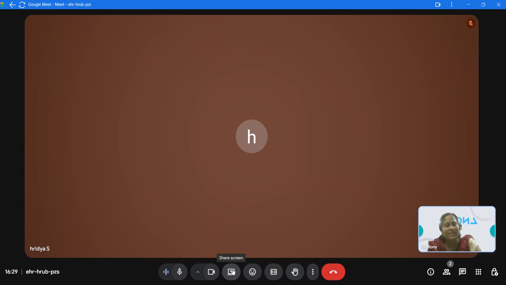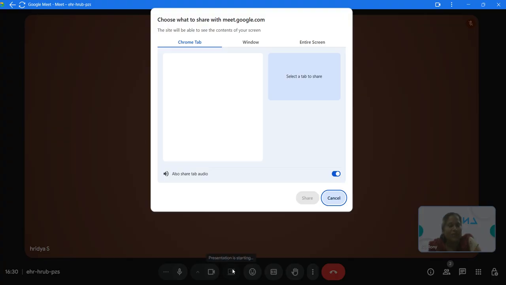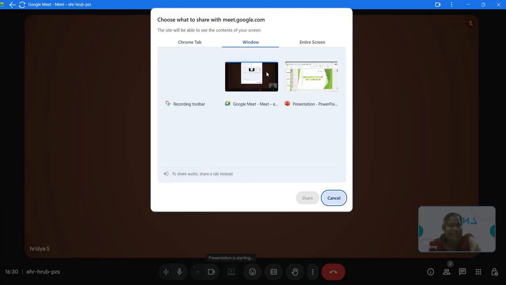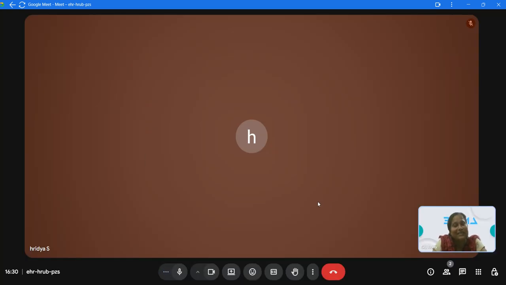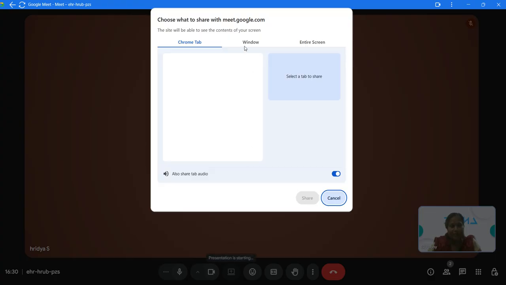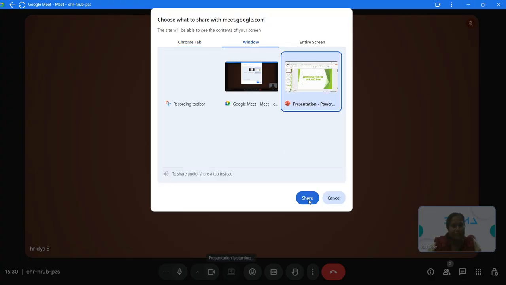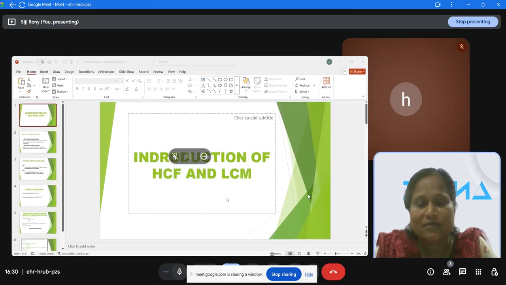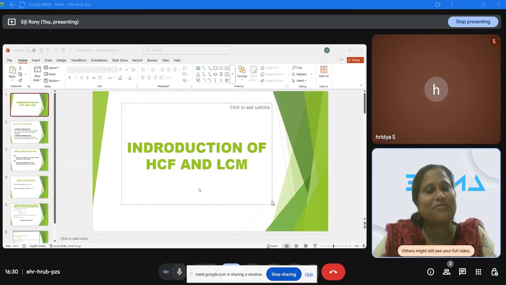HCF means highest common factor, and LCM means least common multiple. You already studied that. In the 10th class, you have also studied the prime factorization of numbers. To find the LCM, first you need the prime factorization of the numbers. This is the first slide, the introduction of HCF and LCM.